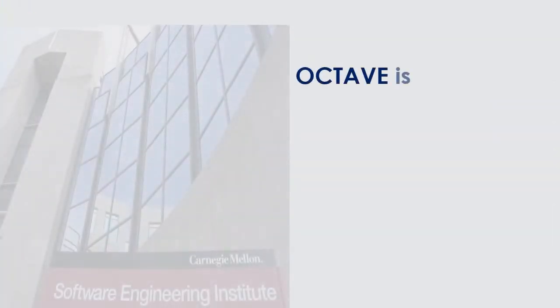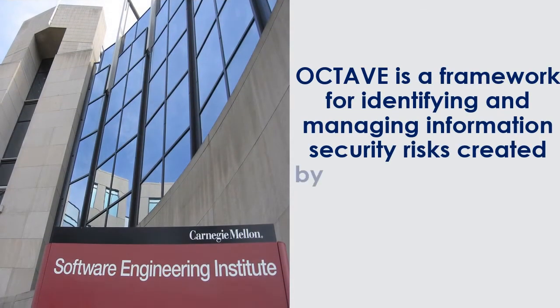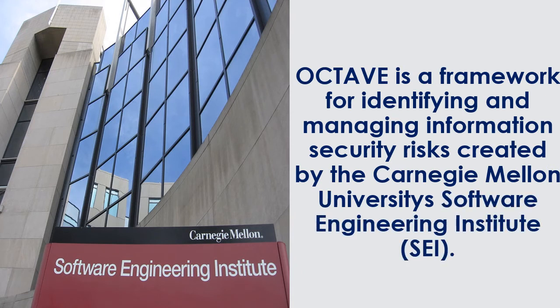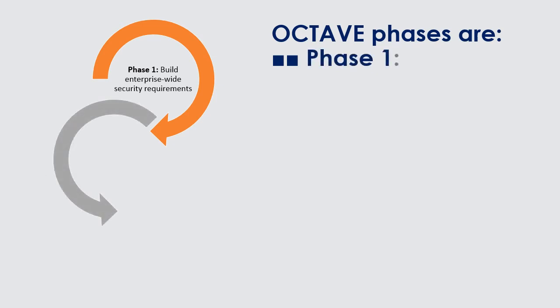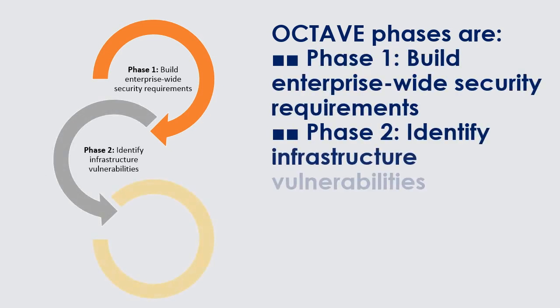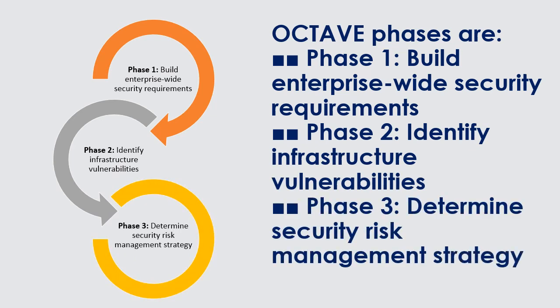OCTAVE is a framework for identifying and managing information security risks created by Carnegie Mellon University's Software Engineering Institute, SEI. OCTAVE phases are: Phase 1, Build enterprise-wide security requirements. Phase 2, Identify infrastructure vulnerabilities. Phase 3, Determine security risk management strategy.